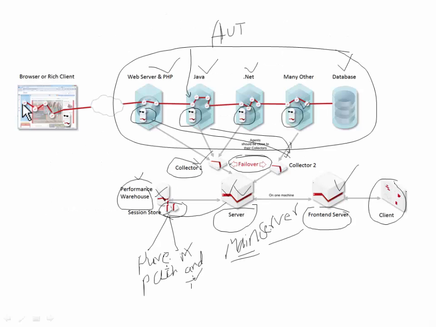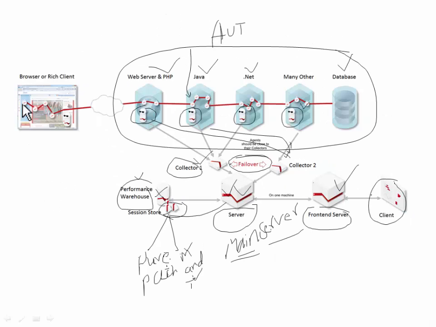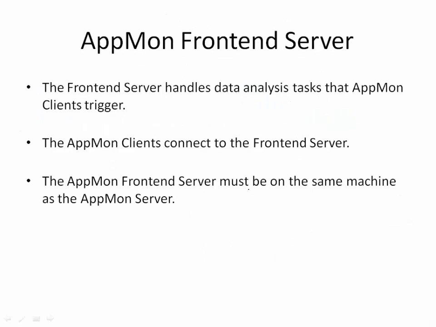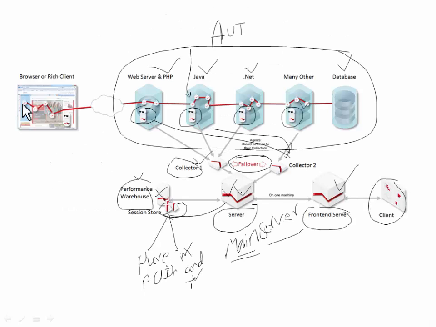As I've told you, when you as a Dynatrace user wanted certain information, the data might not be readily available in a way that it can show you, so it needs further processing, and that data analysis or processing will be done by this front-end server. The Appmon client connects to this front-end server, which is quite evident from this particular diagram. And finally, the Appmon front-end server must be on the same machine as the Appmon server. This is very, very important. These two servers should be on the same machine.